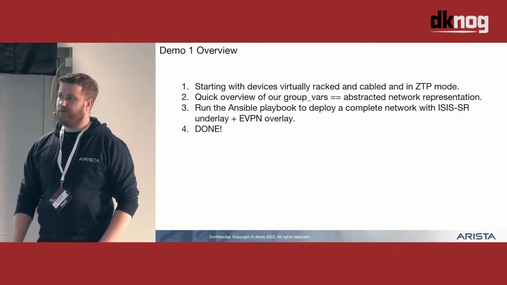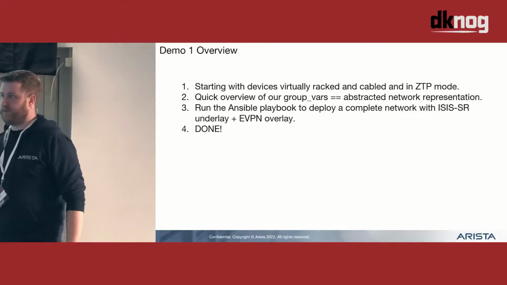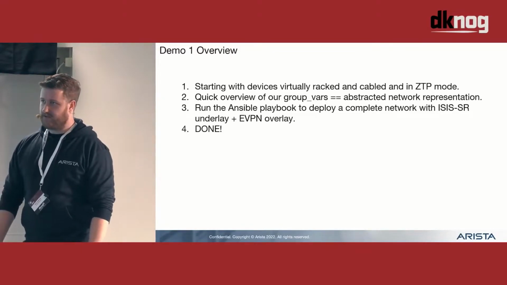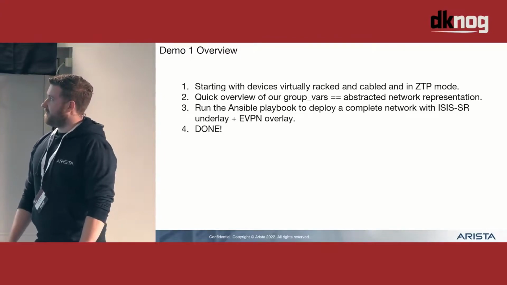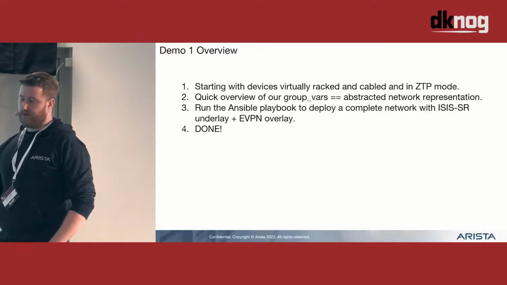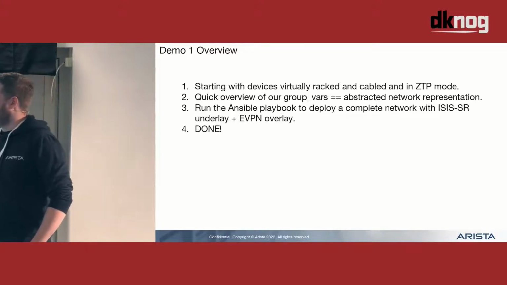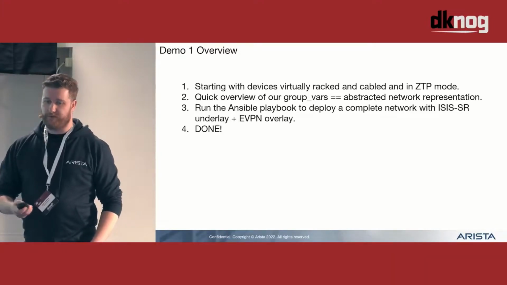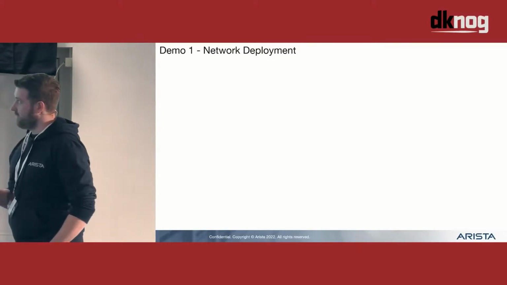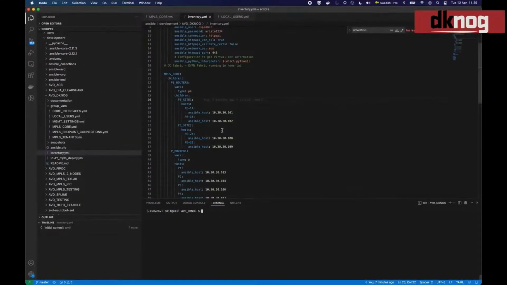We're going to have a quick overview of the group variables, i.e. the abstracted network representation. I don't know how many times I've said abstracted network representation in my presentation, but a lot. Then we're going to run the playbook to deploy the network with the underlay and overlay stuff. And by that time, we're going to be done with the first part of the demo. Take a minute to take in this awesome slide. Demo 1, go.